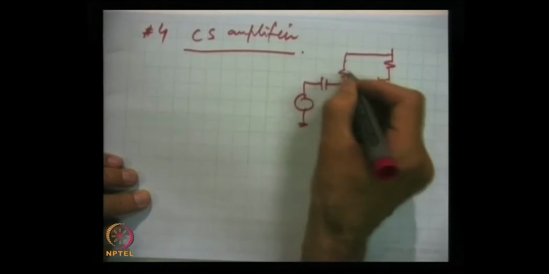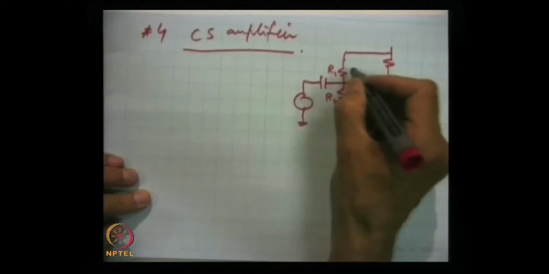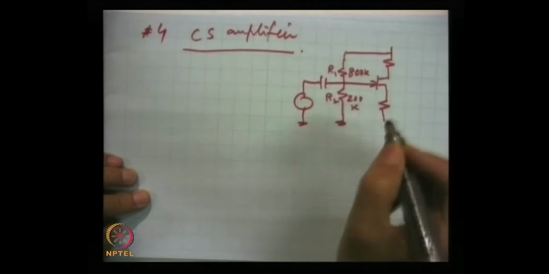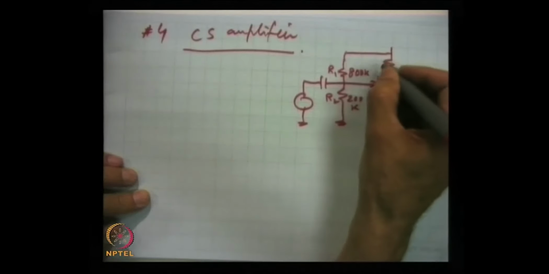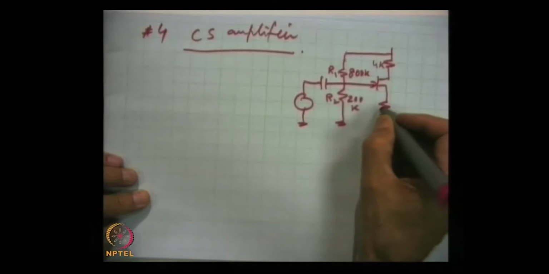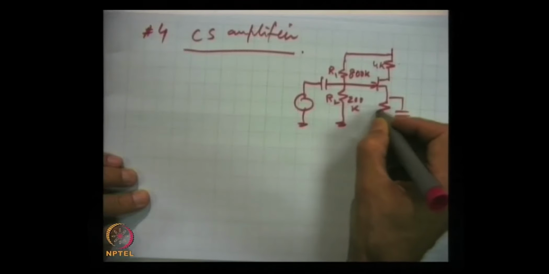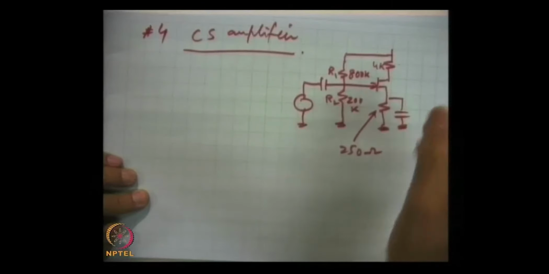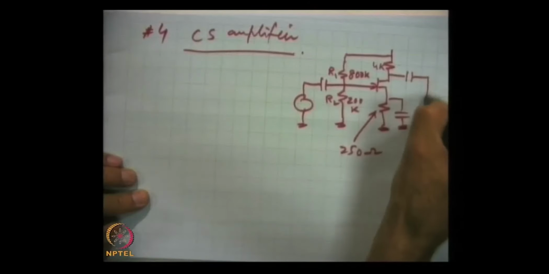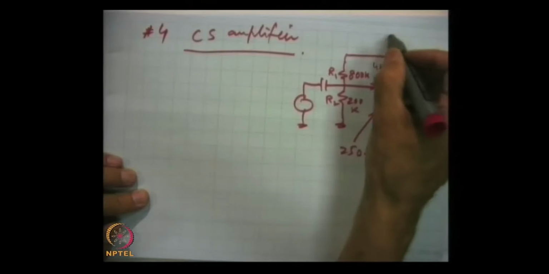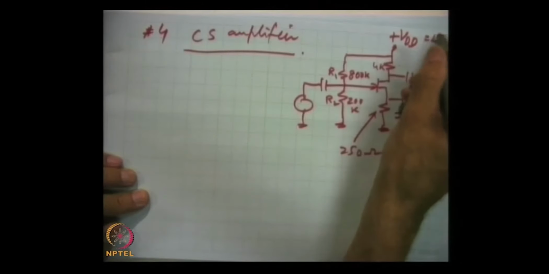This is R1, R2, this is 800 K, this is 200 K kilo ohms, and this is RD, which is 4 K, and this is RS, 250 ohms, and this is also bypassed, and the output is taken here. This is the load of 8 K, output is taken here, and this is plus VDD equal to 15 volts.